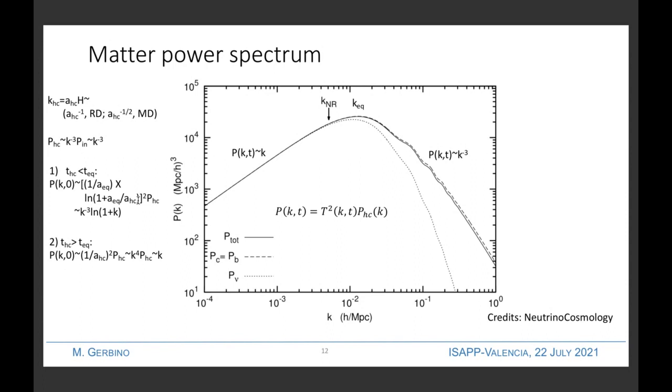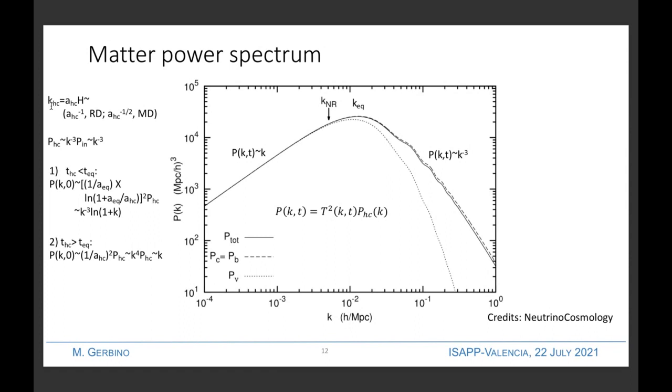This is the dimensionless power spectrum. So if we want to compare this power spectrum here to the dimensional power spectrum at horizon crossing, we need to divide the scale invariant dimensionless power spectrum times k to the minus 3 in order to retrieve the dimensional power spectrum. And since the dimensionless power spectrum is scale invariant, the dimensional power spectrum at horizon crossing scales as k to the minus 3.